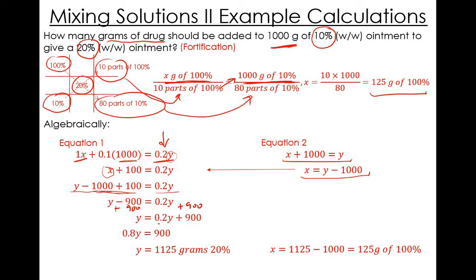So y equals 0.2y plus 900. Combine the y terms. Minus 0.2y, so 0.8y equals 900, divided by 0.8. So y, which represents the amount of 20%, is going to be 1,125 grams. 1,125 grams of 20% is what we have. And we can put y up in here to the second equation. And that tells us that x, which represents the amount of 100%, is 1,125 minus 1,000. That's 125 grams of 100%.